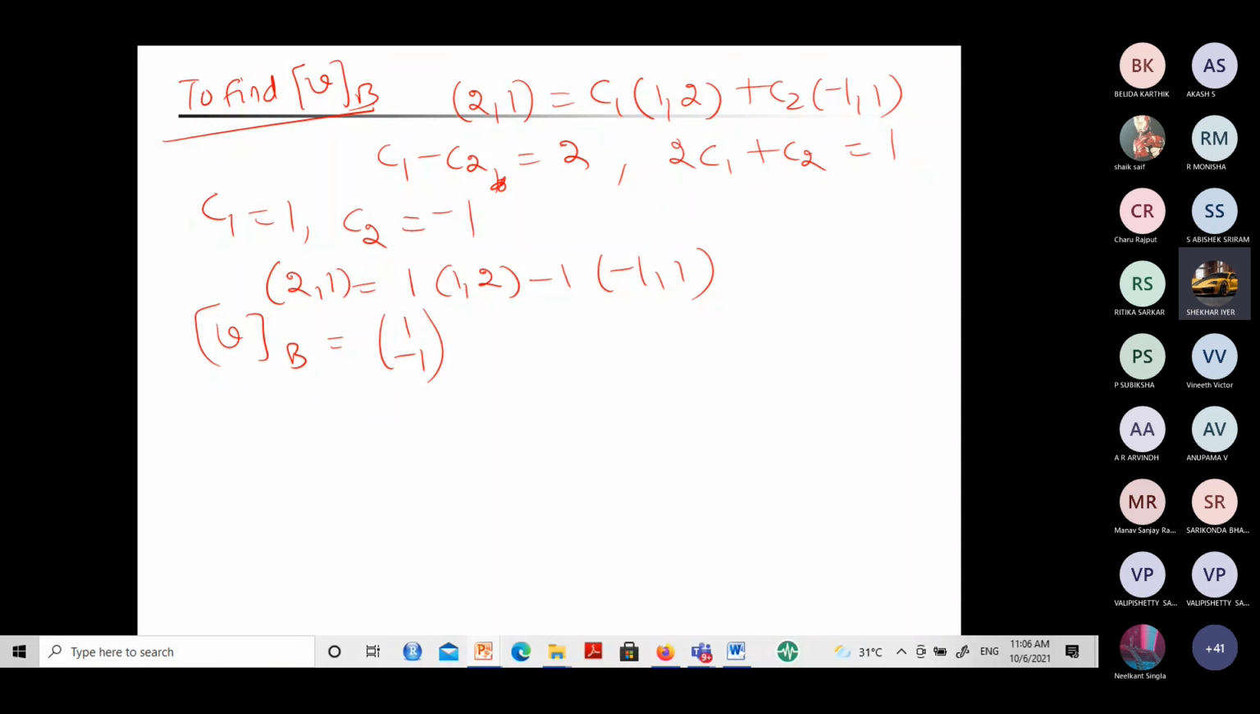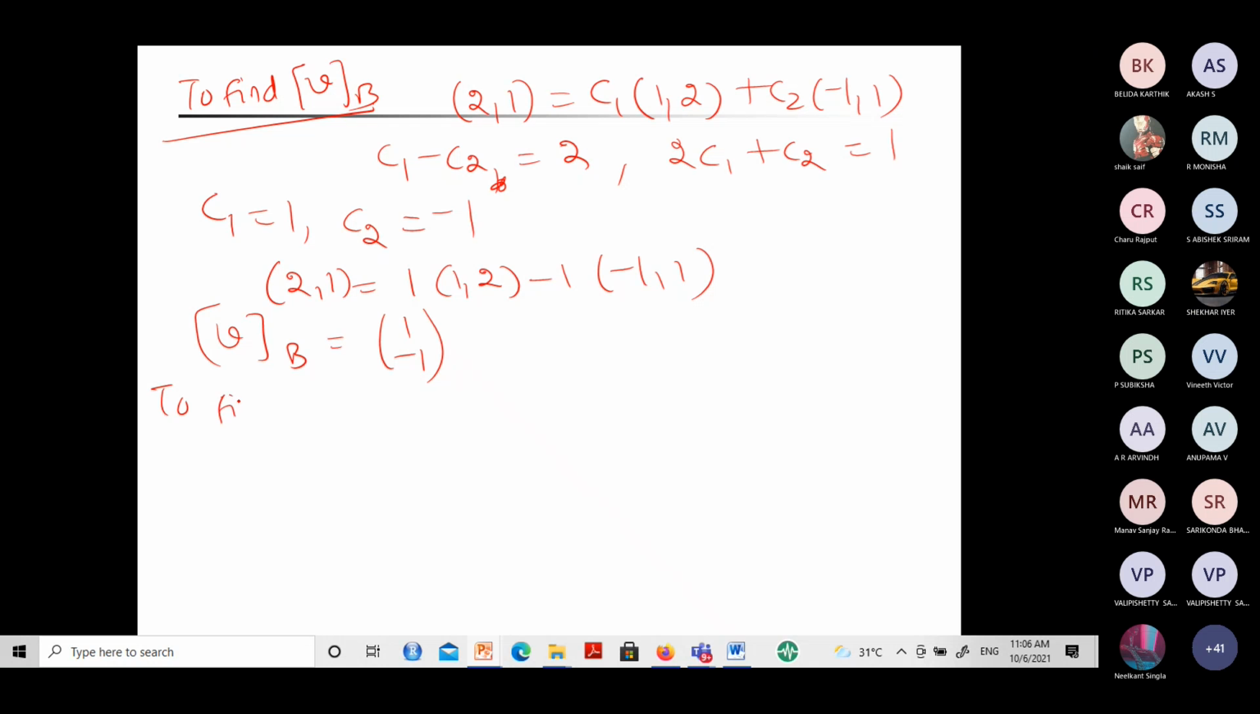Ma'am, asking the first line, C1, (1, 2), that one. What is V? V is (2, 1). I am trying to write (2, 1) as a linear combination of the basis elements of B. Okay.